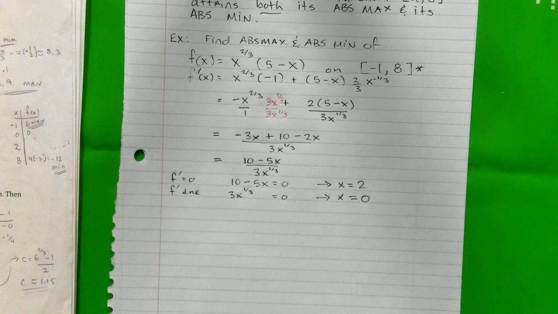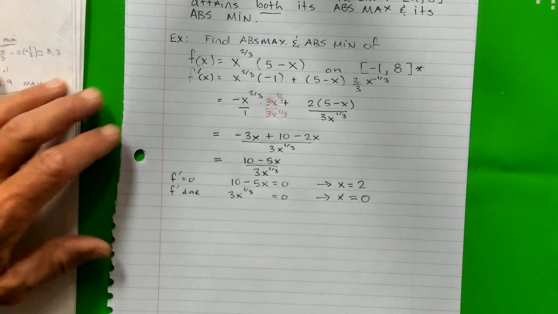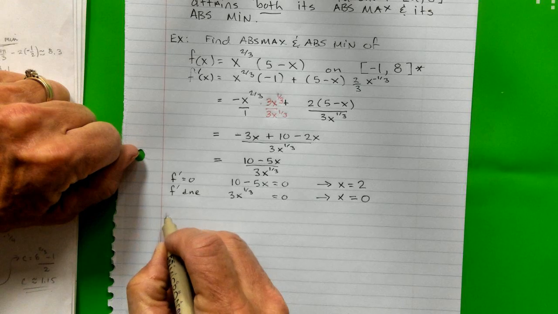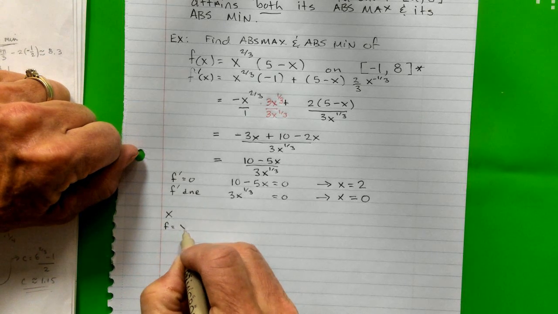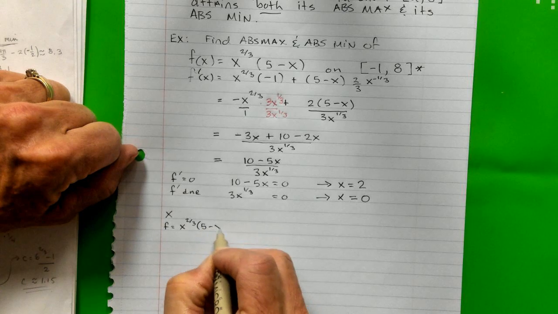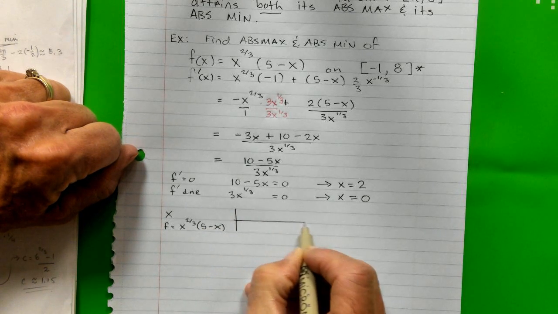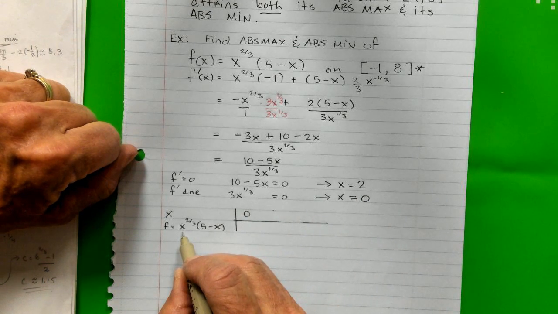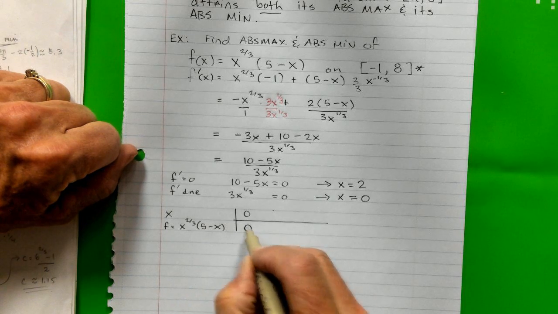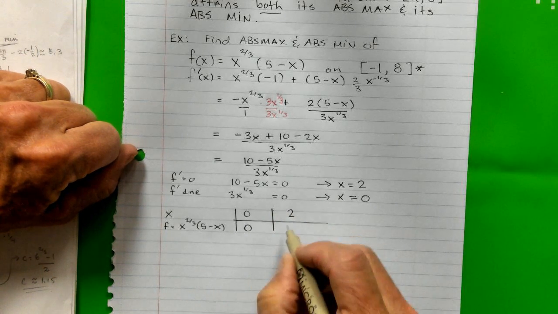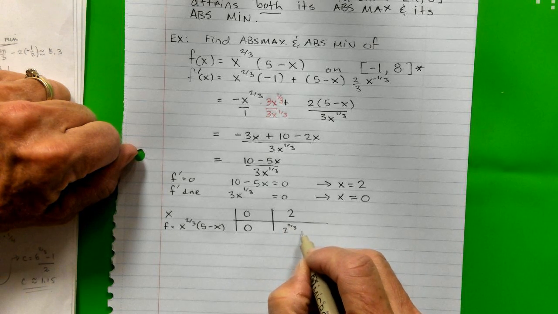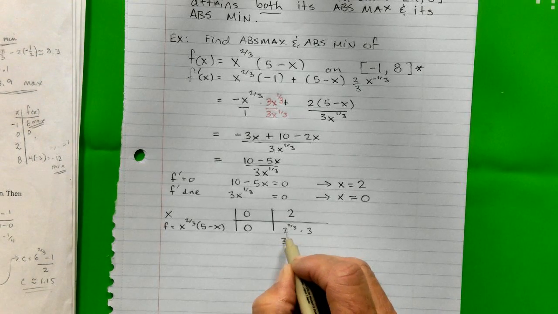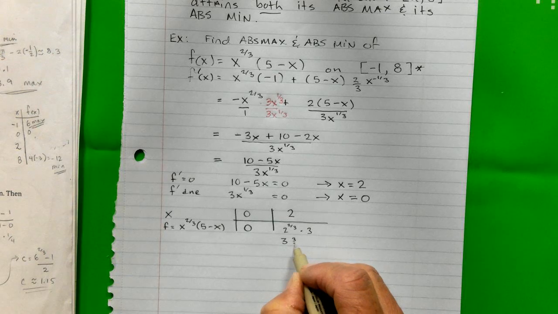Okay, so there's our two critical numbers, our two endpoints. We're going to plug them back into the expression for f. And so let me do this in table form. I'm going to put the numbers into x to the 2/3 times 5 minus x. So 0. The first factor is going to be 0 when x is 0, so that's going to give me y is 0. 2 gives me 2 to the 2/3 times 3. So that's 3 times, that's 2 squared is 4. That's 3 times the cube root of 4.